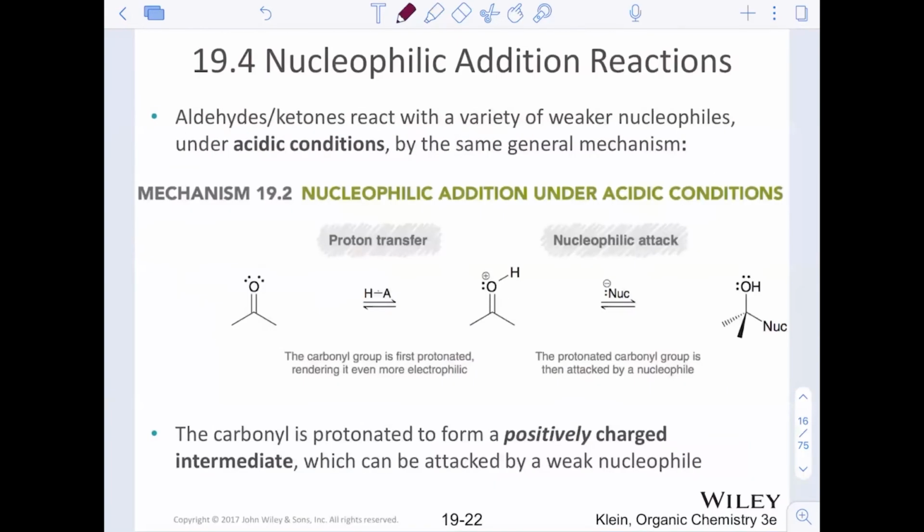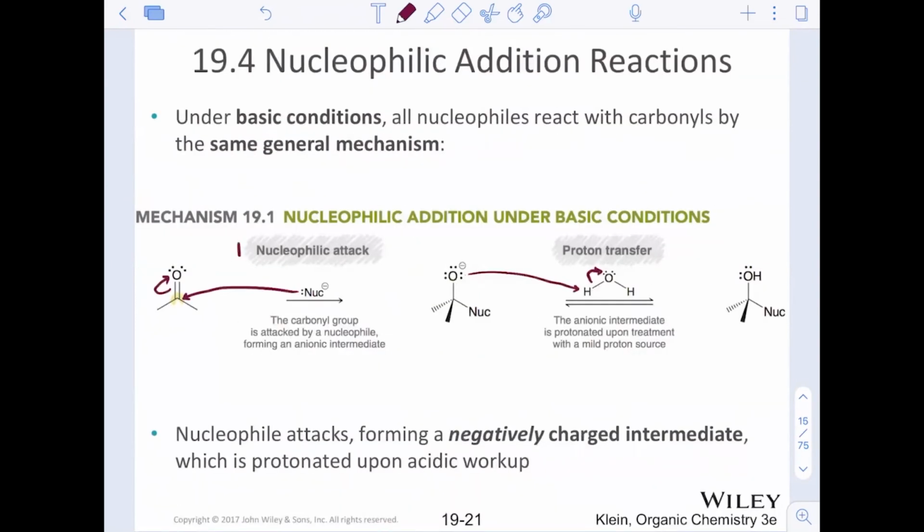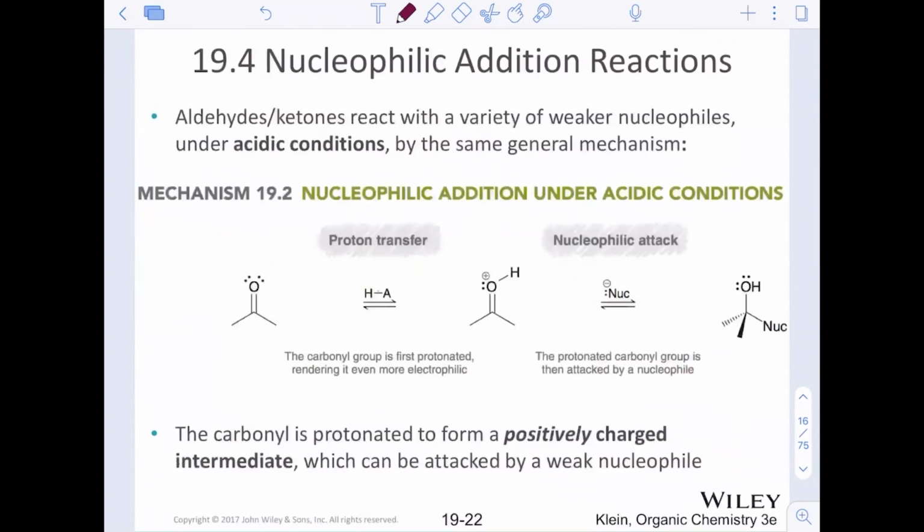Aldehydes and ketones can react with weaker nucleophiles under acidic conditions. And it's, again, a very similar mechanism. We'll be following these two mechanisms, the basic condition and the acidic condition, throughout the entire chapter. Now, the only difference between the acidic and the basic is that the basic went nucleophile attacks first, and then the proton transfer. Acidic is opposite. Proton transfer first, because we're in an acid, then we attack with the nucleophile.